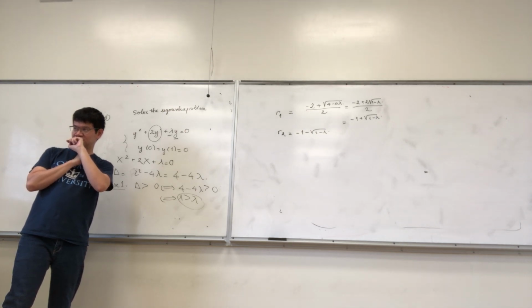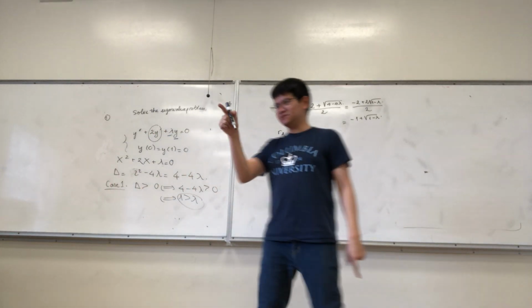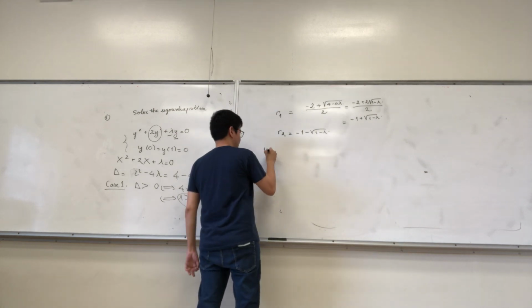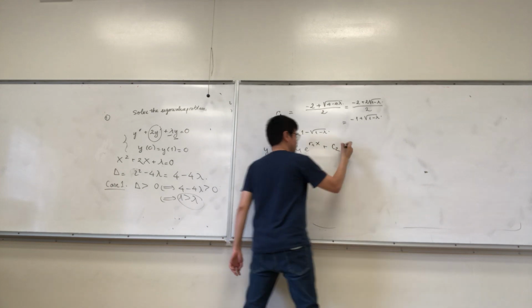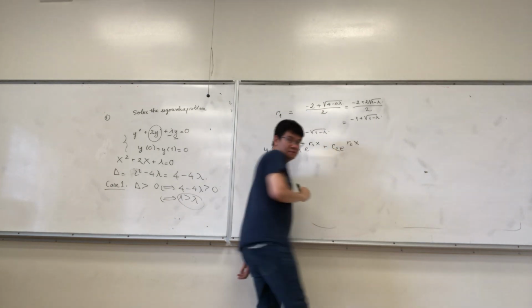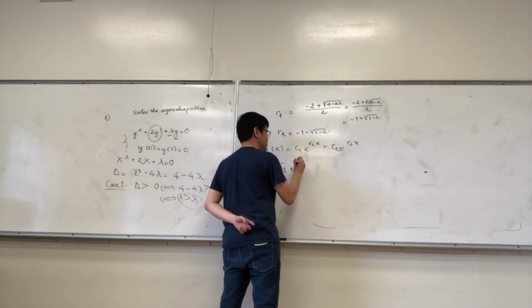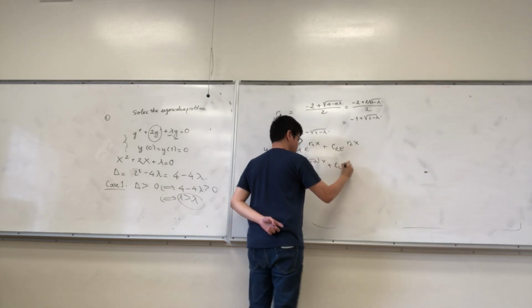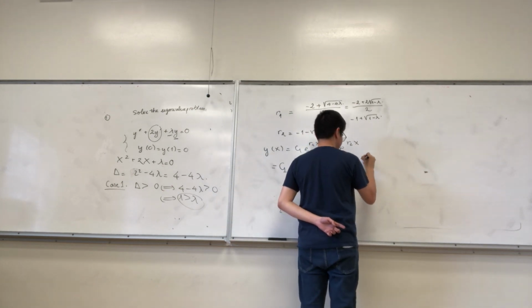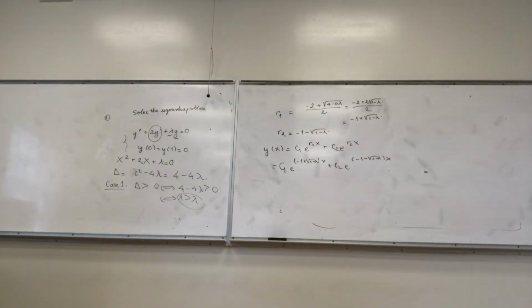C1 e to the power of x plus C2. So the first one will be C1 e to the R1x plus C2 e to the R2x. Right? And in this case, you're going to have C1 e to the (minus 1 plus square root of 1 minus lambda)x plus C2 e to the power of (minus 1 minus square root of 1 minus lambda)x. All right, so this is the form of the solution. So what is the next step?